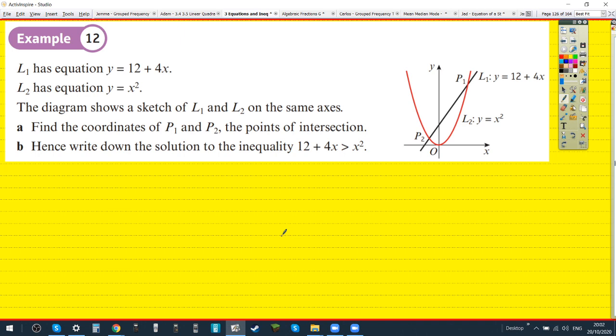So we want to find out x first, right? When it says y equals 12 plus 4x, would you need to keep the y there? No. They're both equal to y, and so they're both equal to each other. So this and this are both equal, and so you could say x squared is equal to 12 plus 4x. And you would solve that.